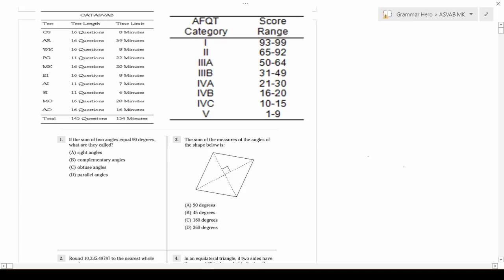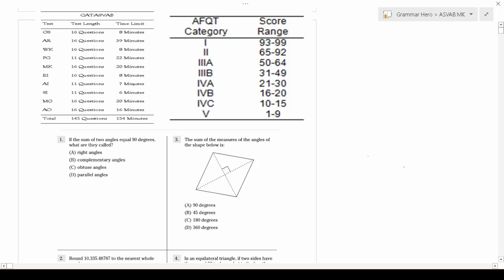That is, it's a computer adaptive test. In case you don't know how that works, it basically means this. The first question you're given on the test is moderate in terms of difficulty. If you get it right, you get a question that's slightly more difficult. If you get it wrong, you get a question that's slightly easier, and so on throughout the entire test.